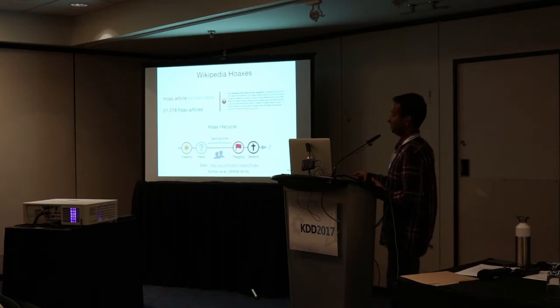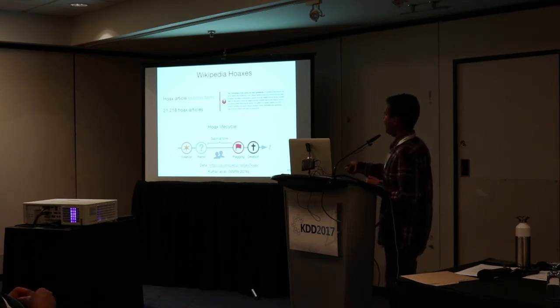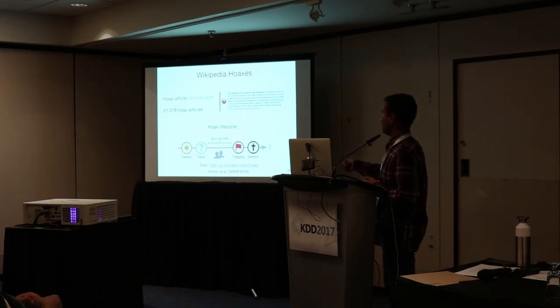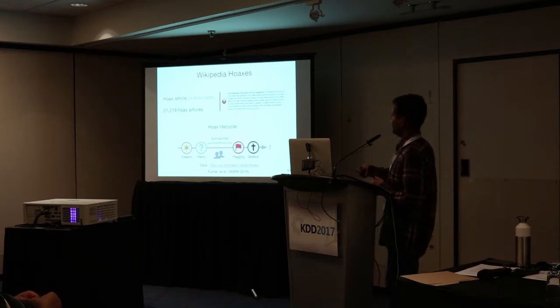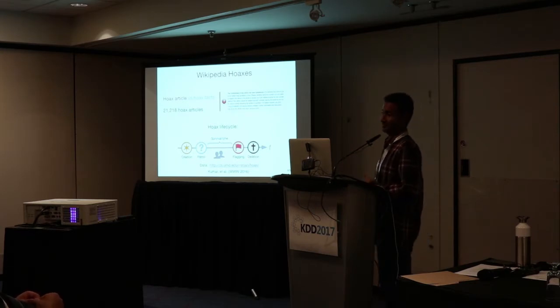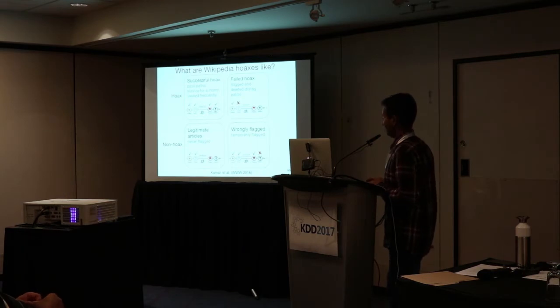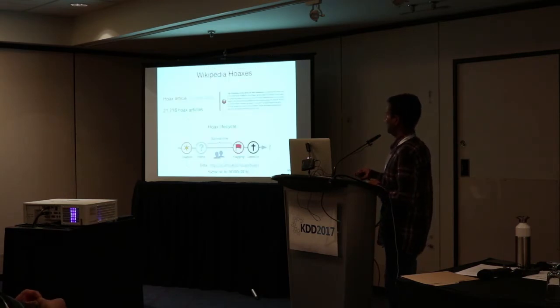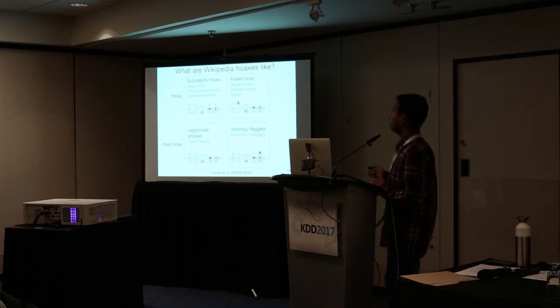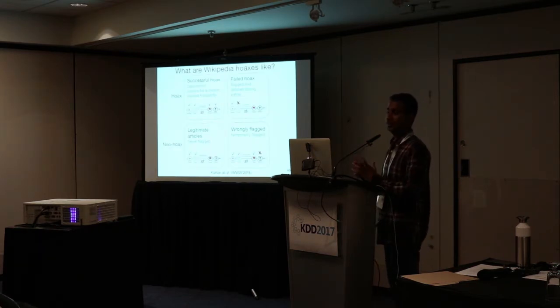The article survives like a genuine Wikipedia article until someone suspects that it is a hoax and flags it with the hoax tag. Then a thorough investigation is done, and if the article is actually a hoax, it is deleted. If not, the hoax tag is removed and the article comes back to its survival phase. So essentially, if you look at this flagging stage and deletion stage, there are four different categories of Wikipedia articles in terms of their hoaxness. There are two types of hoax articles and two types of non-hoax articles.